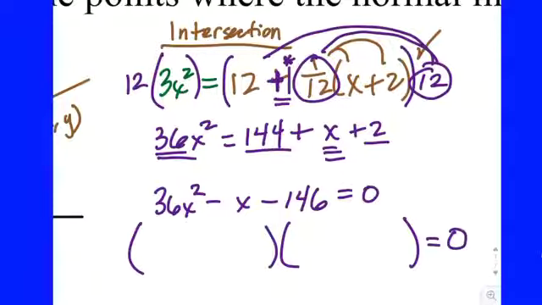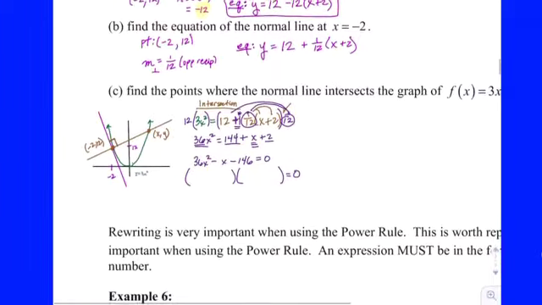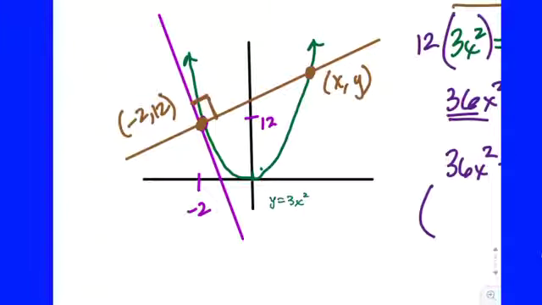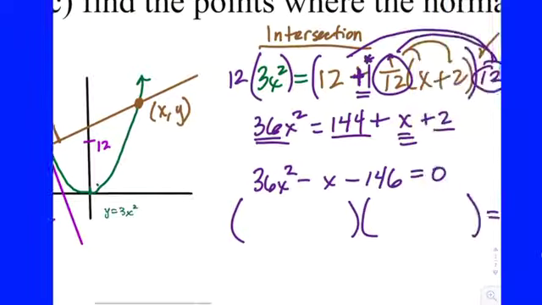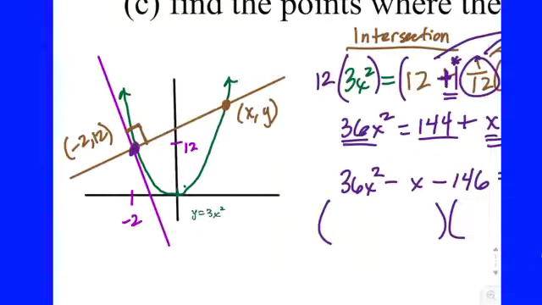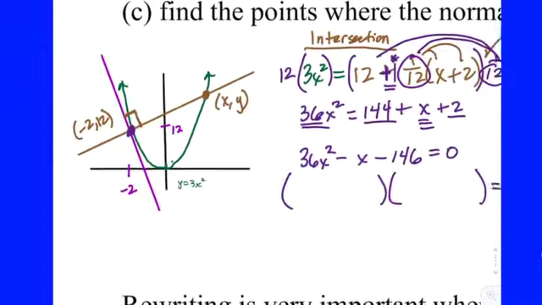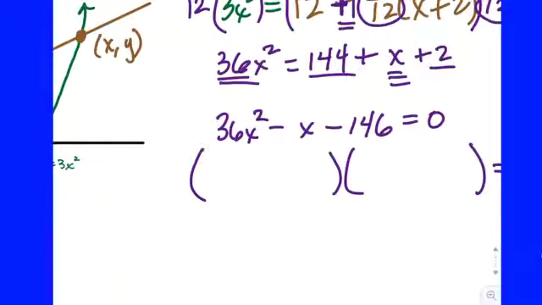Muy bien, sí. ¿Por qué? Why? We already know one of the factors. Because we already know one of the solutions. There you go. Pay attention to everything you're doing, right? There's 2 solutions. It's a quadratic. We already know one of the solutions is negative 2. That's a point of intersection. So if negative 2 is a root, then x minus negative 2, or as Joy said, x plus 2 is one of the factors. There you go.